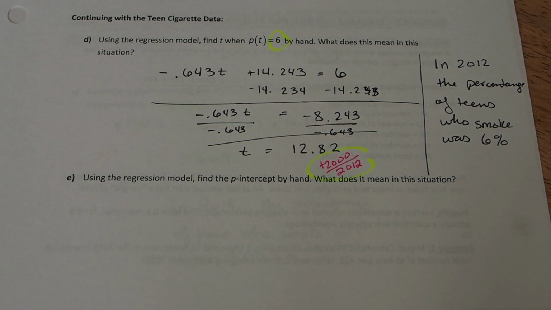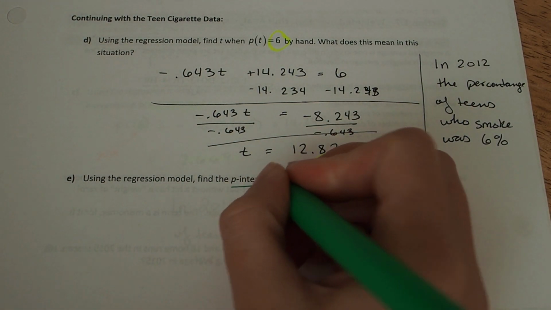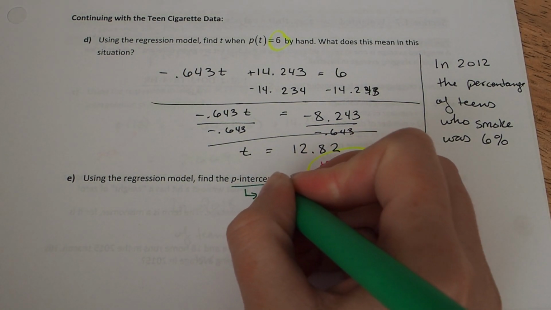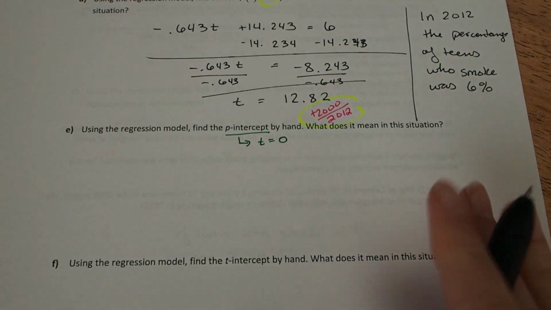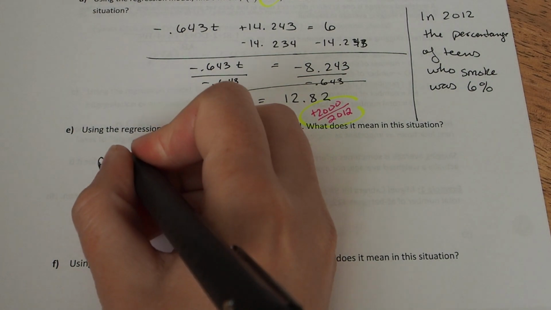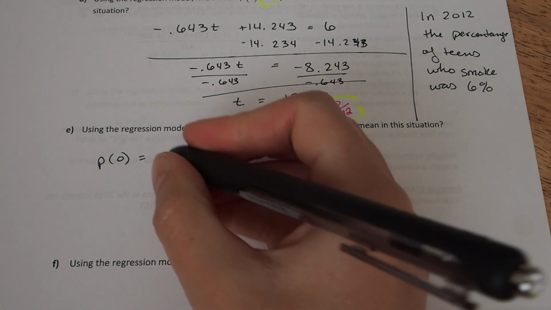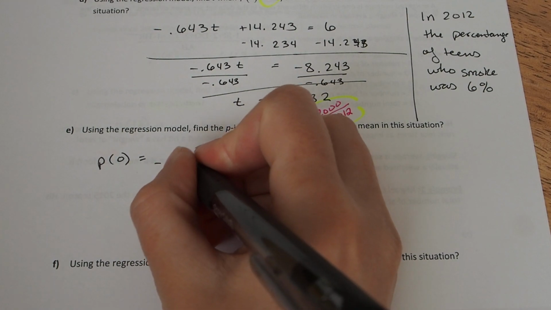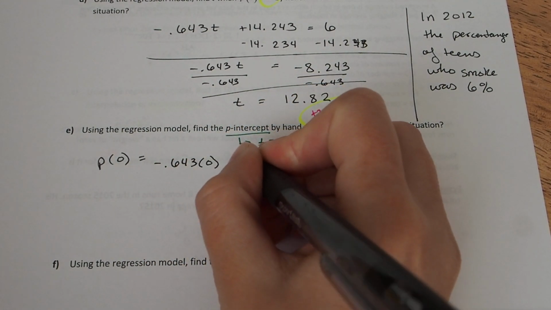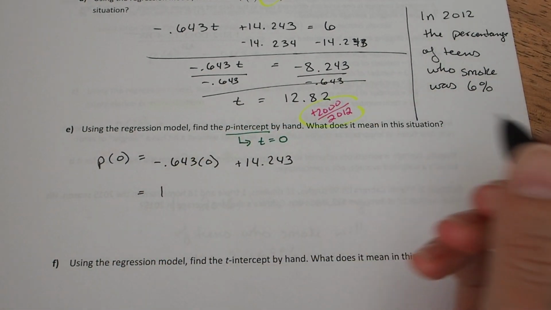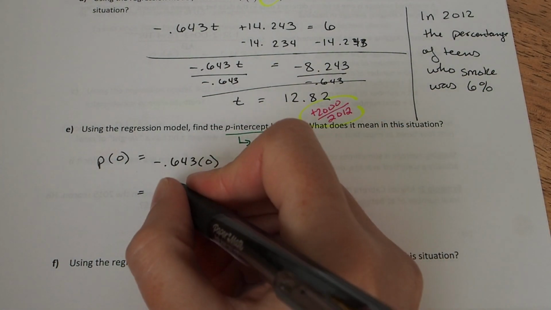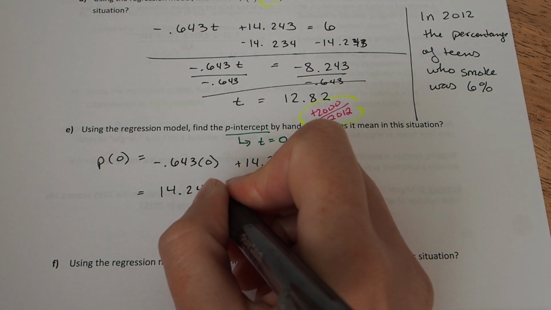Okay. Part E, using the regression model again, find the P-intercept. Okay, so what I know about the P-intercept first is if I want to find P, this is the place where T, the other variable, is equal to 0. So what I'm looking for in part E here is P of 0, letting the t value be equal to 0. That's going to be negative 0.643 times 0 plus 14.243. So the p value is, since 0.643 times 0 is 0, just the 14.243.